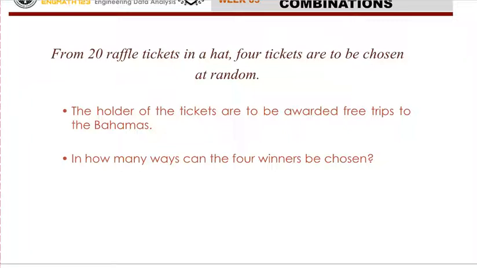Unlike our first problem earlier, where we needed to identify who is first place, who is second place, who is third place, and so on, this time we just need to get the 4 winners. So the order in which the tickets are chosen does not matter. The same prize is awarded to each of the 4 winners. So we want the number of combinations of 20 objects taken 4 at a time. So we have 20 factorial all over 4 factorial multiplied by 20 minus 4 factorial.